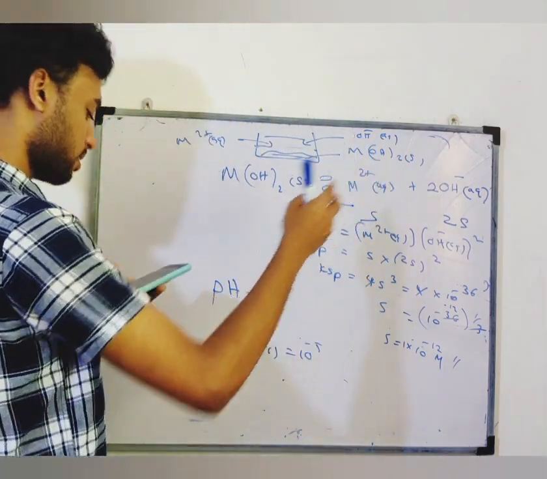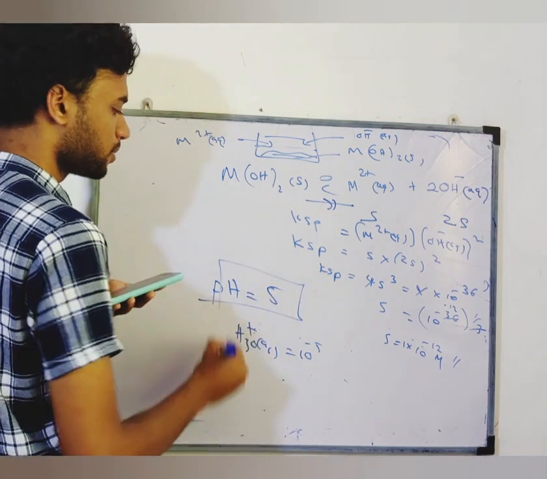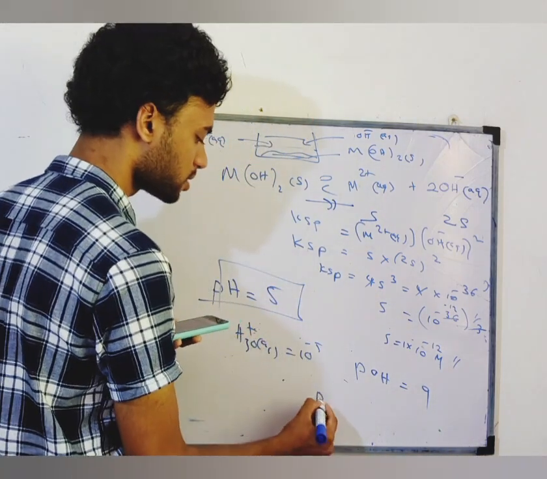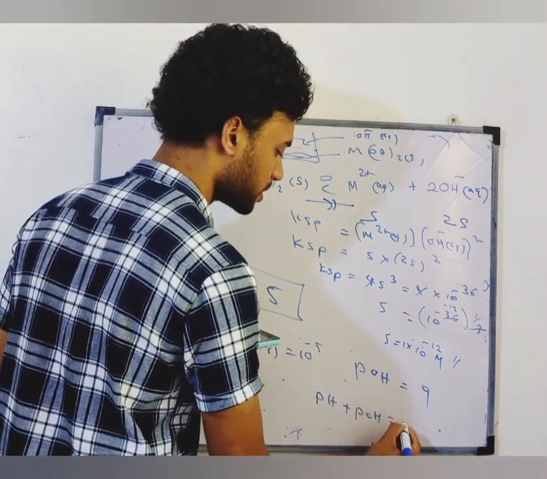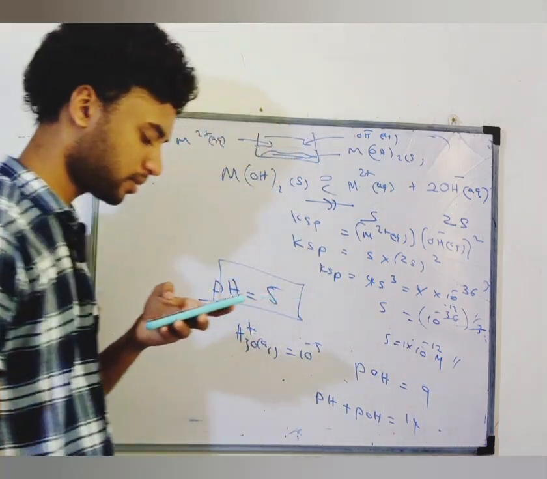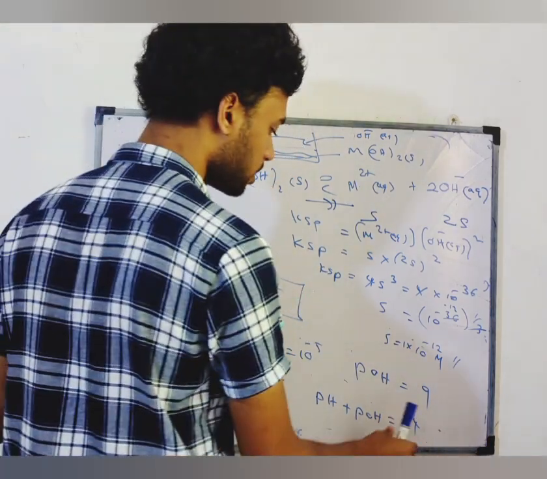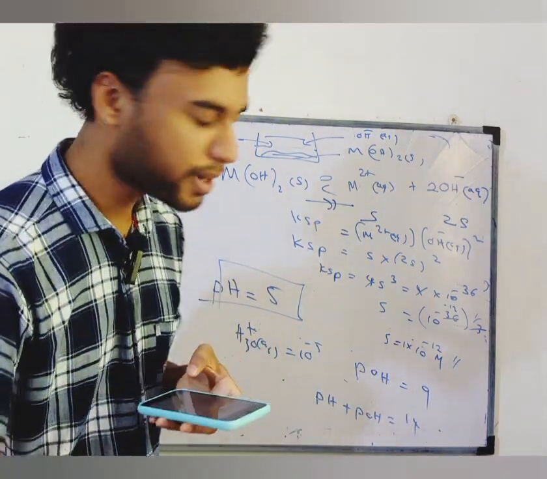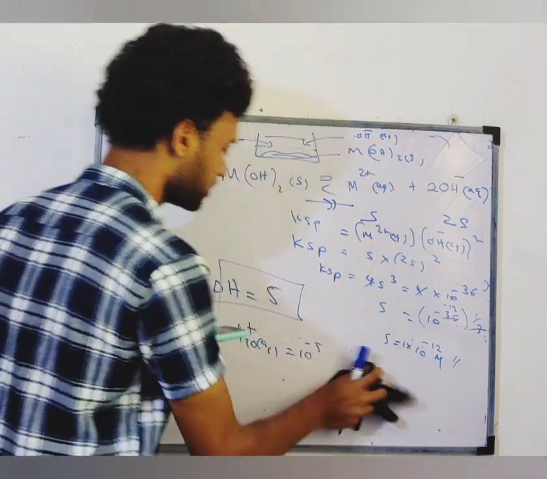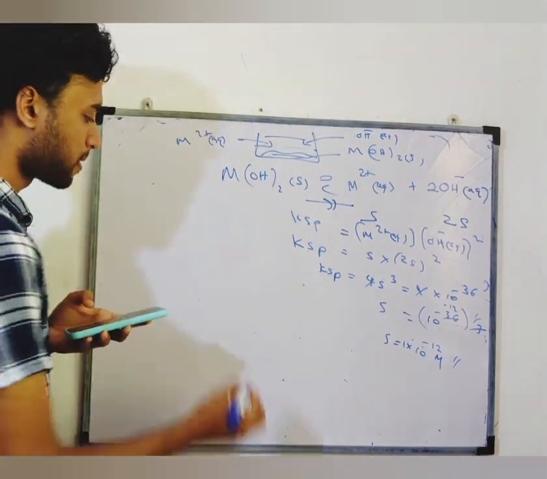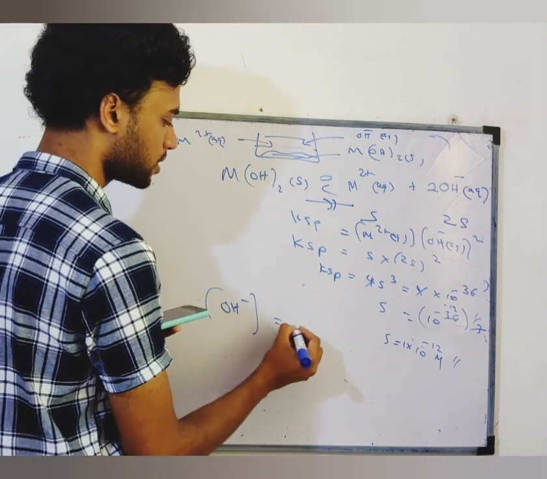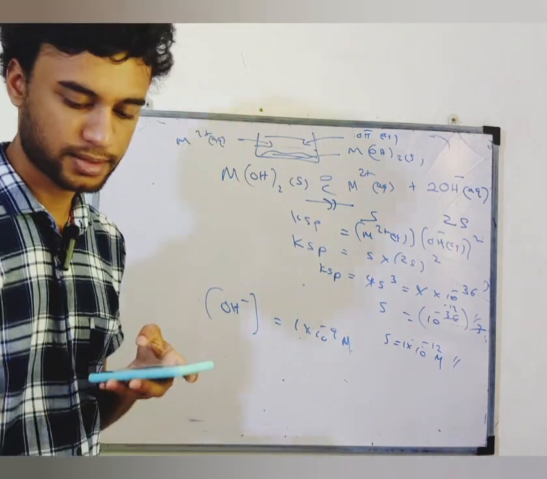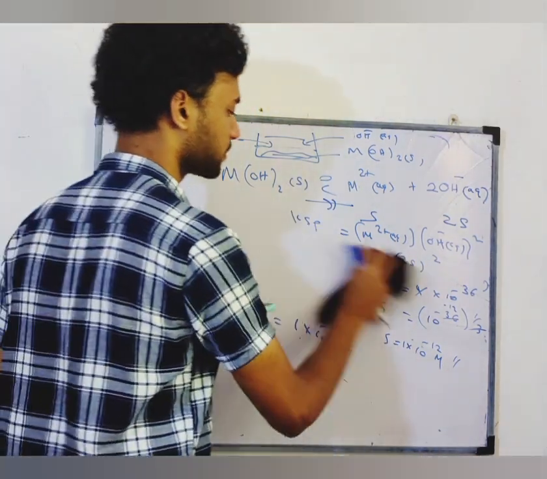And also, if the pH is 5, pOH should be 9, because pH plus pOH should be equal to 14 at 25 degrees. Then the OH minus concentration should be equal to 1 times 10 to the minus 9 mole per decimeter cube. Now listen, I'll substitute here. You'll see why it's wrong.